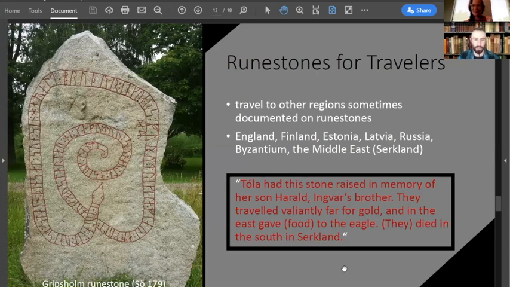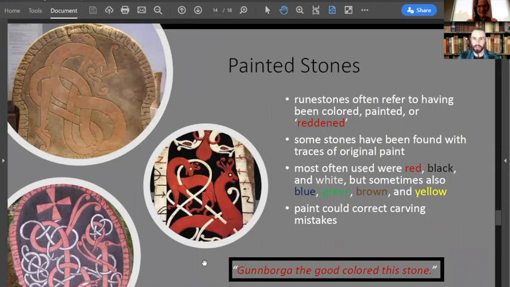So you might be looking at some of these runestones and wondering, gee, were these actually painted like that? Well, they were definitely painted. Many runestones refer to having been colored, painted, or reddened. And some of them even survive with traces of original paint, such as the one you see here on the top left. You see traces of red, black, and white. So those were the normal colors that were usually used, but there is also evidence of blue, green, brown, and yellow.